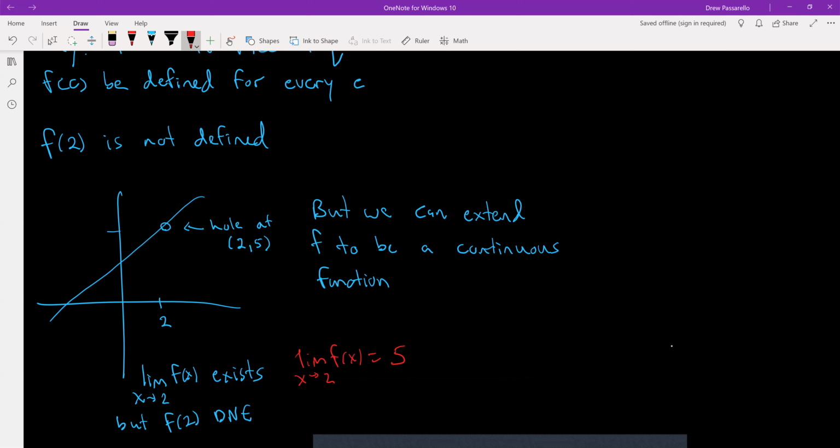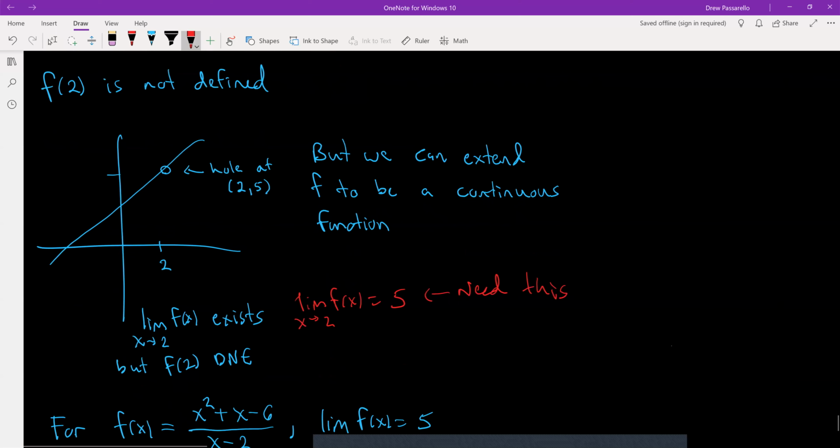So I'm going to first prove that the limit as x approaches 2 of f of x is 5. So that's what we need. And then I need to extend this function so that we have the point (2, 5) existing. All right, so first prove the limit part.